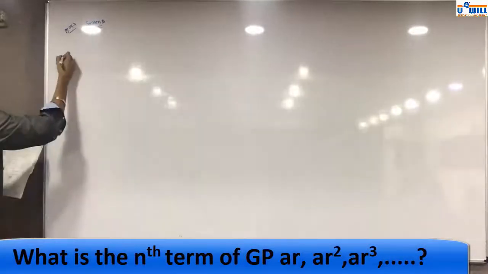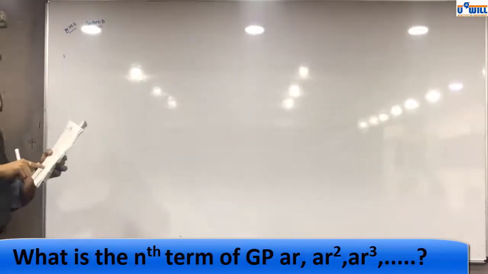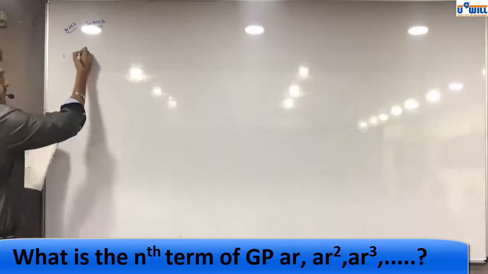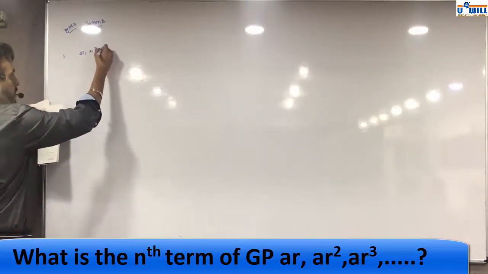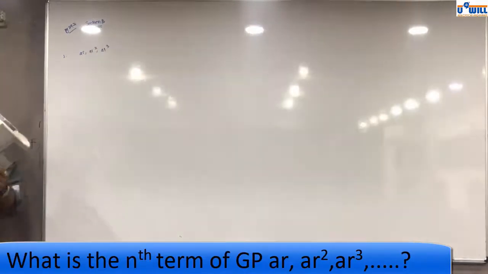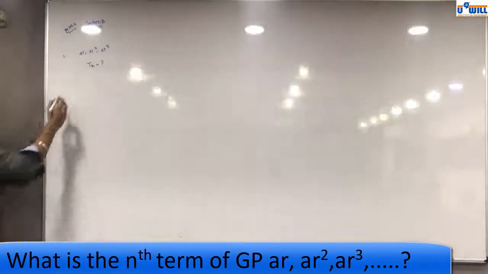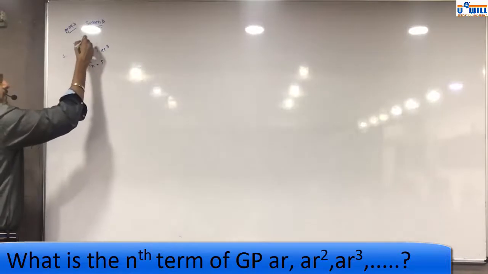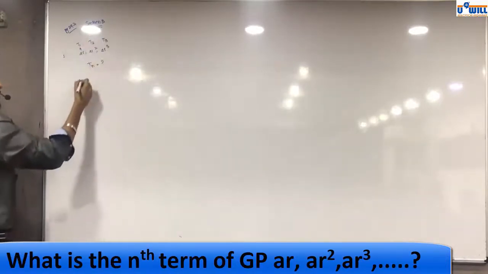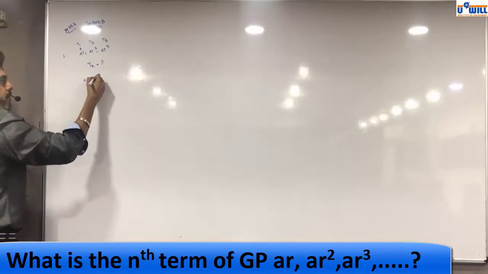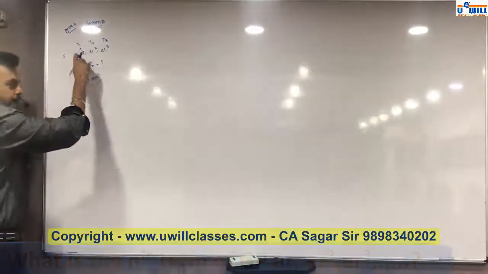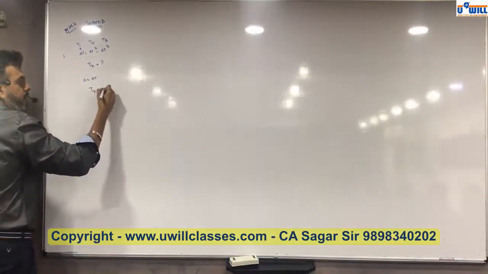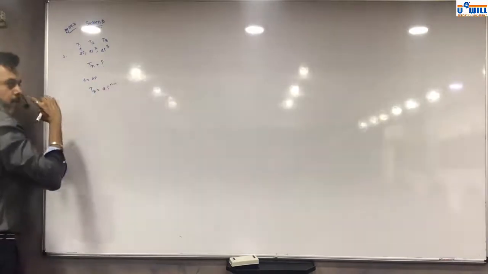First one. What is the nth term of GP? AR, AR square. Now, over here, you take this as the first term T1 and T3. So your first term A is equal to AR. Understood this? The first term is AR. Now Tn is equal to A into R raised to n minus 1.